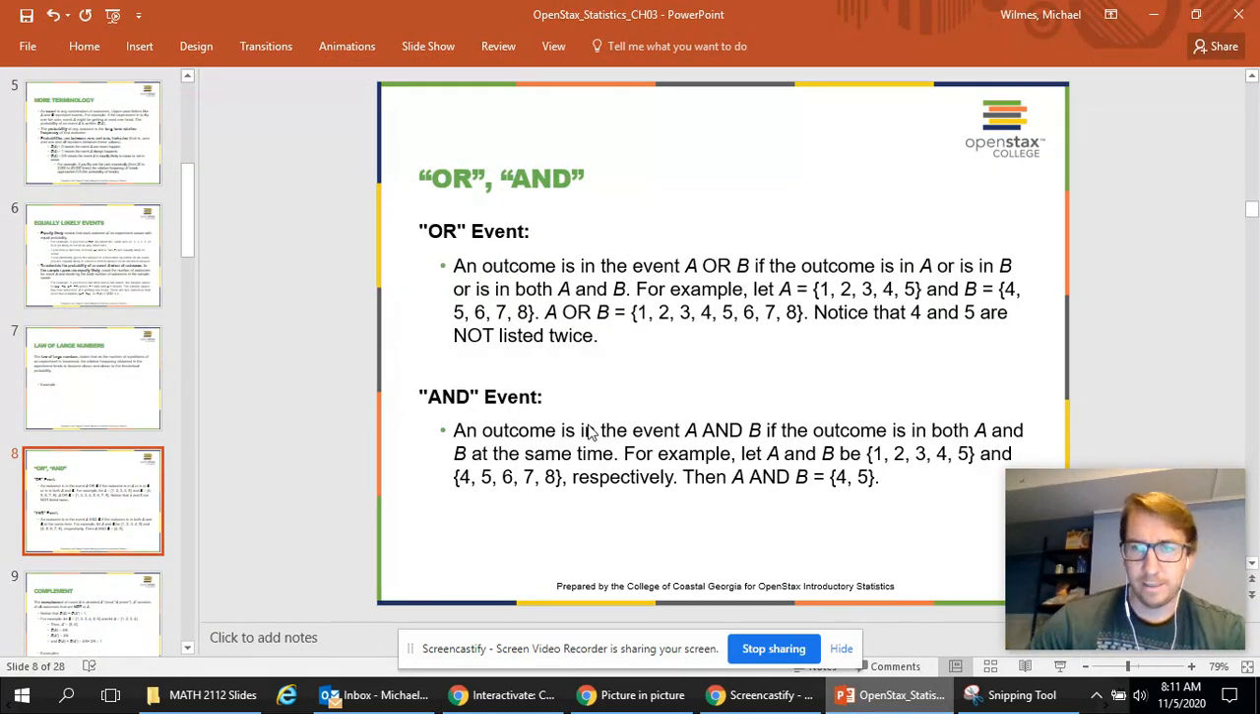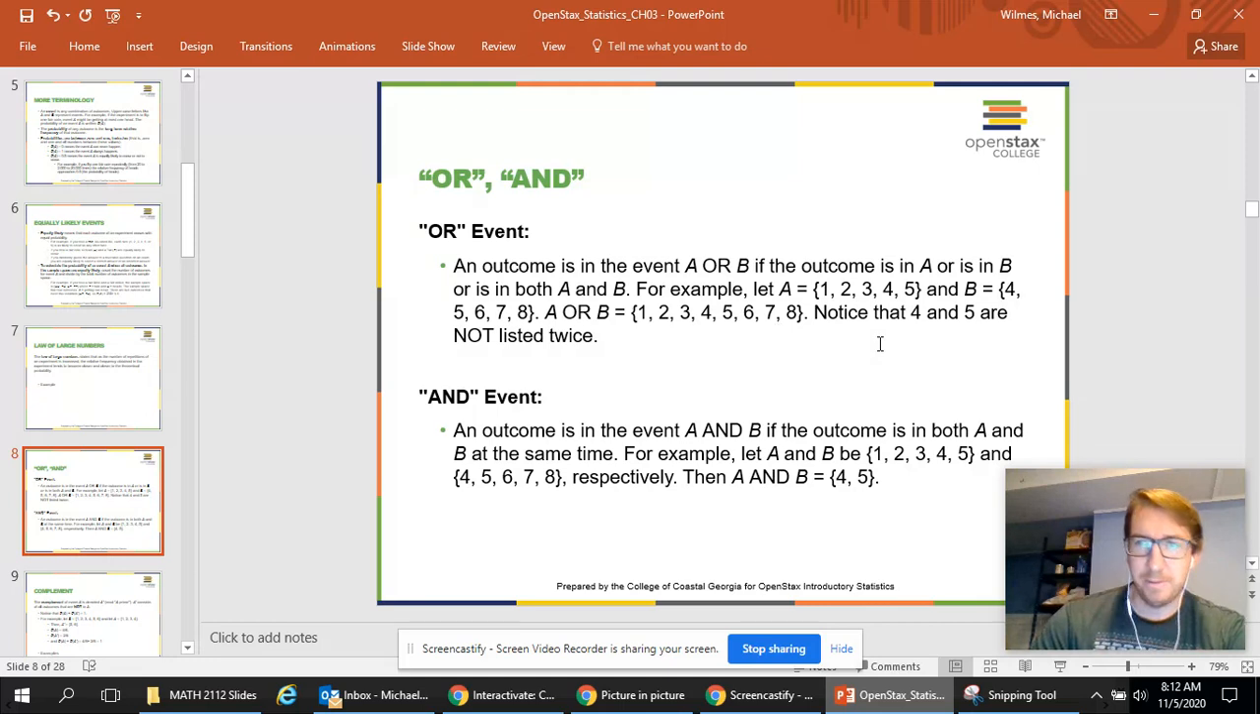Our next topic is "or," and it means just exactly what it means, I suppose. "Or" just means if we say A or B, that means event A or event B can happen. It doesn't need to be both. But "and" does mean both. That means A and B both need to happen.